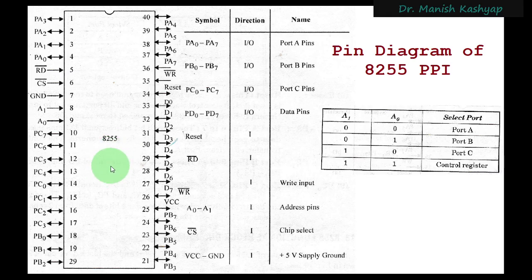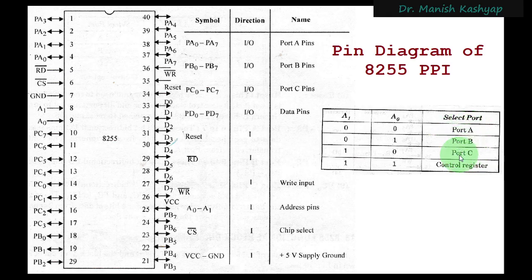In this pin diagram, you can see that the 8255 IC first of all has three ports: port A, port B, and port C, right? Port A is of 8 bits, port B is of 8 bits again, and port C is again of 8 bits, right? But port C can be broken into two nibbles. It can be used as a single byte, or it can also be used as two 4-bit ports, right? So port C can be broken into two parts.